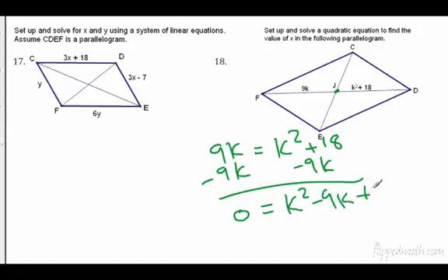Remember, I'm putting it in standard form. You got to write the k squared first and then the k. That's why I kind of snuck that in the middle there. You cannot combine like terms because these are all different terms. One is a squared, one is a regular k, and one is just a number by itself.